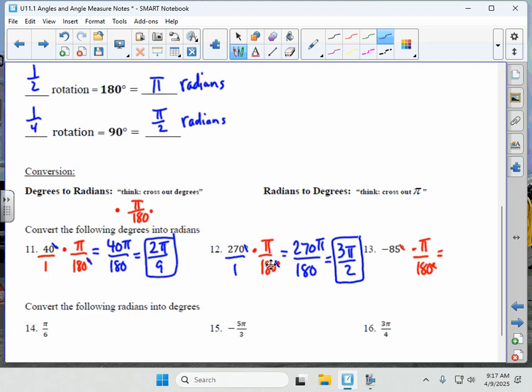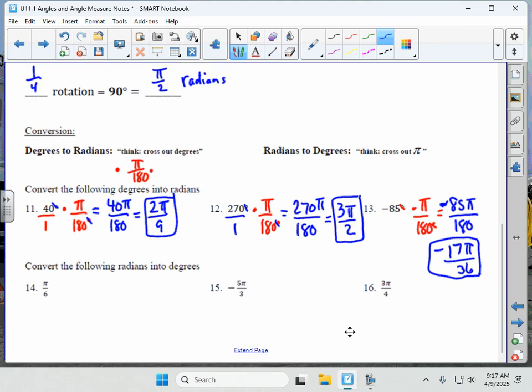That's going to be negative 85 pi over 180. Again, we want to simplify our fraction down. So that's 17 pi over 36, that's negative. So it's negative 17 pi over 36 radians. When we're talking about radians, we don't have to put the symbol.